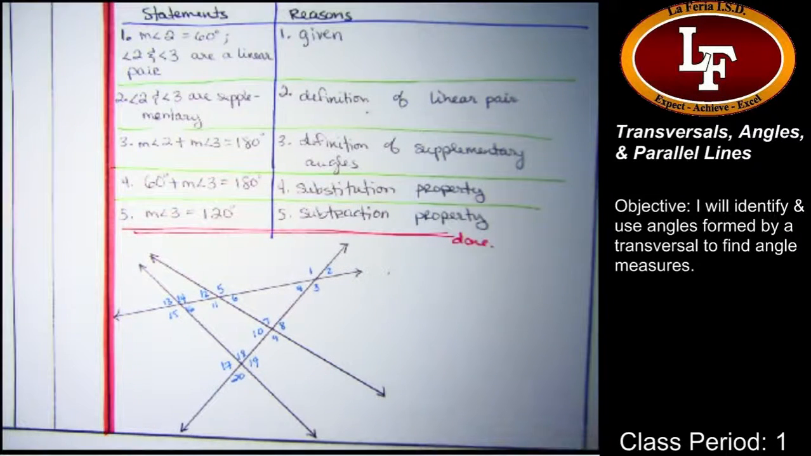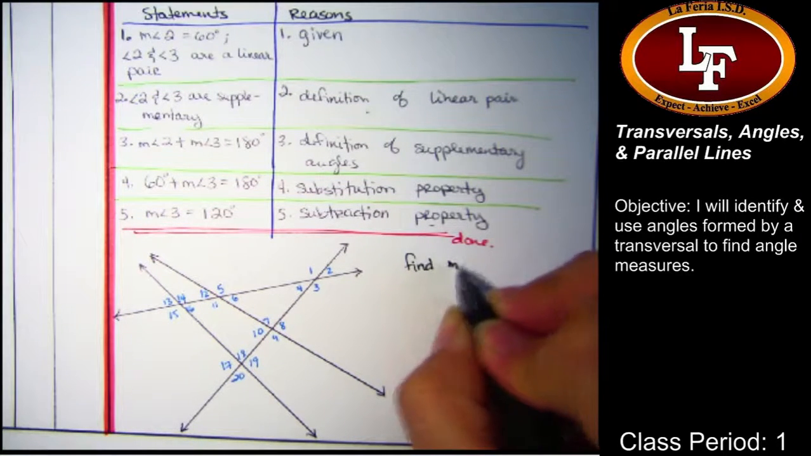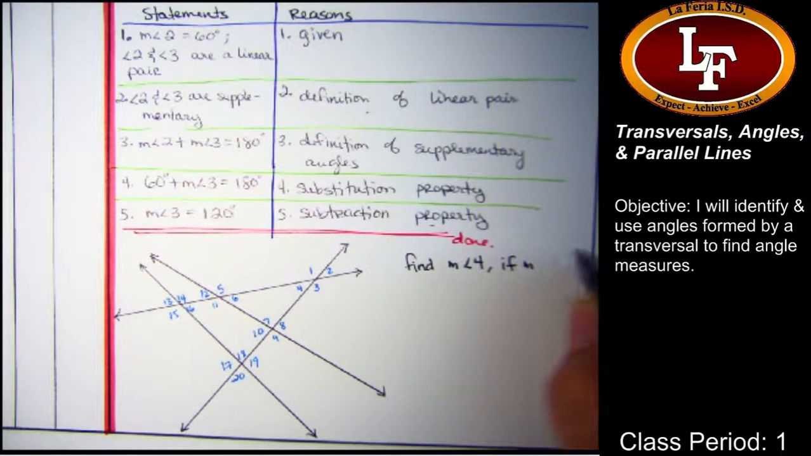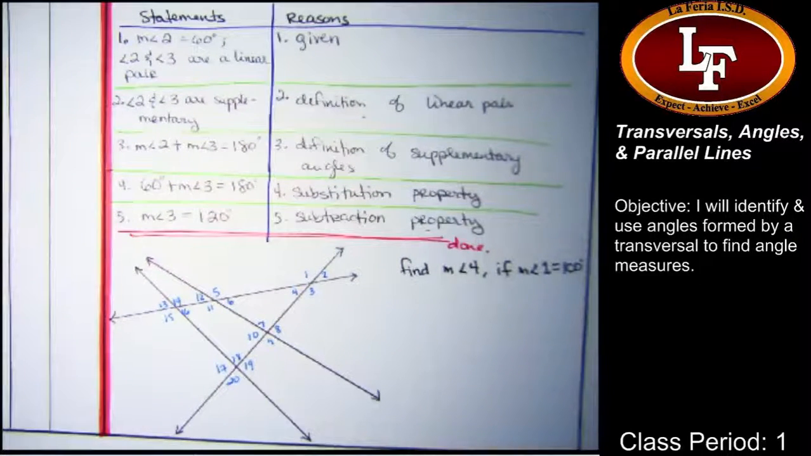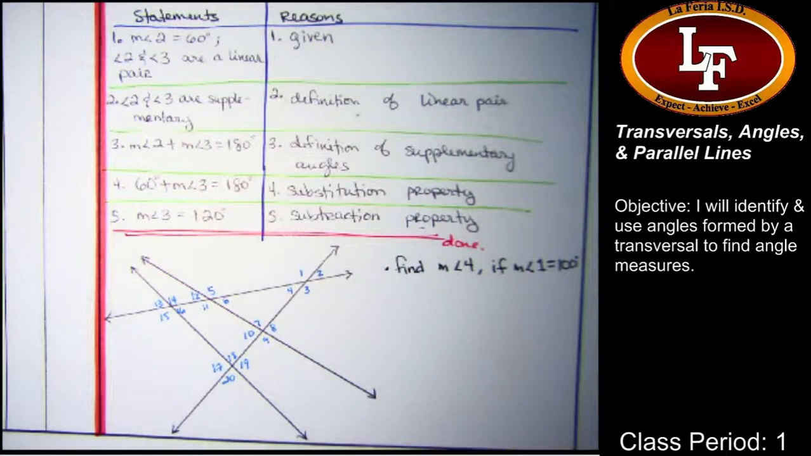You might see something like this on the ACT or SAT. And they'll say find the measure of angle 4 if the measure of angle 1 equals 100 degrees. All right, go. Miss, do not help us, please. I'm not going to help you. Find the measure of angle 4 if you're given the measure of angle 1. Can you do it? Yes. Do it.